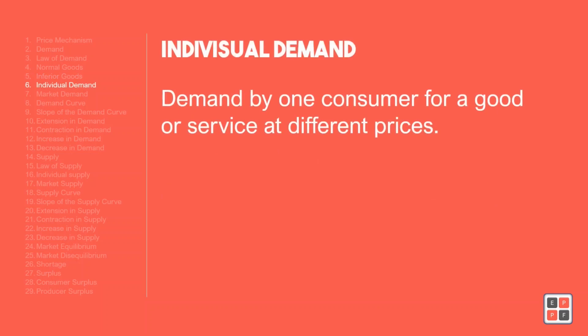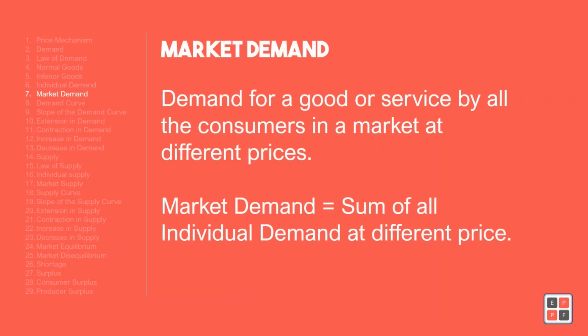Demand by one consumer for a good or service at different prices is known as individual demand. Whereas market demand is a demand for a good or service by all the consumers in a market at a given price or at different prices. Market demand hence is the sum of all individual demand at different prices.